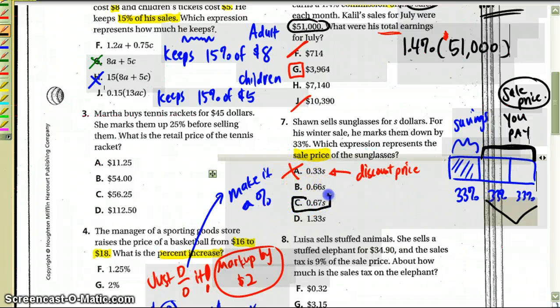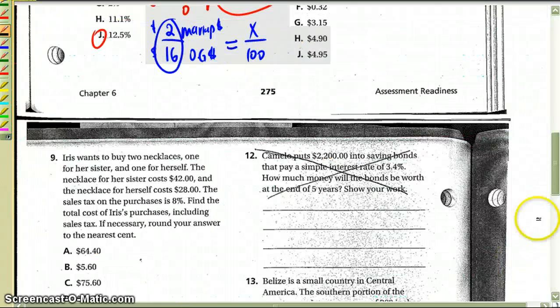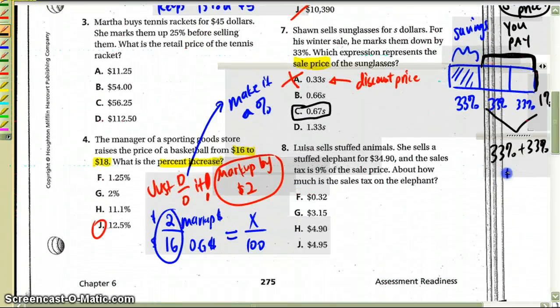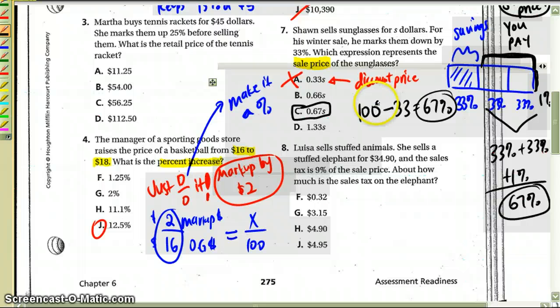And it's not going to be B, and I know that I have 33% plus 33%, but I am missing 1% here that wasn't accounted for, a 1% that I also need to add, plus 1 more percent. So that's 67%. So just be careful about that. I really just took 100 minus 33, which is 67%. Let me add percent signs.